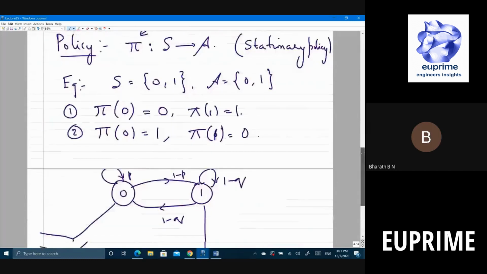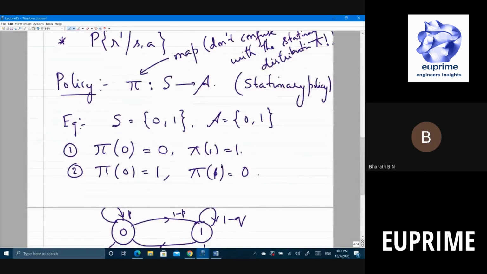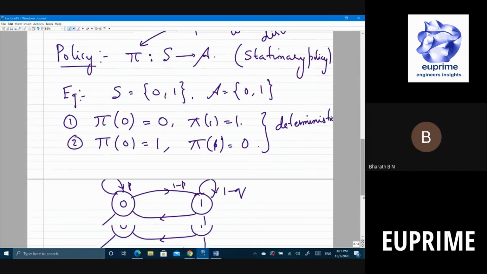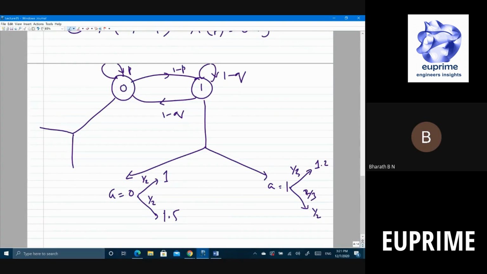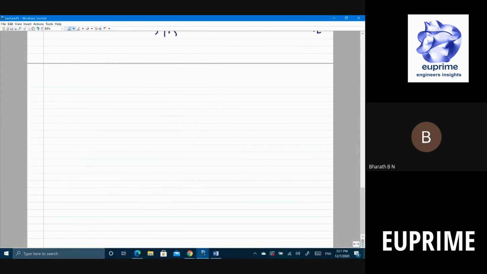So this is called a stationary, in fact deterministic, policy. That means before even starting this process, if I give you this policy pi, I know that if you are in state 0, you have to take action 0, not transmit. If you are in state 1, you transmit. That's the idea. So what is a stochastic policy? Let me give you an example.